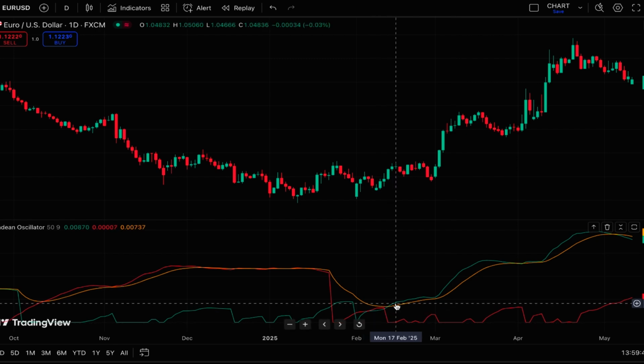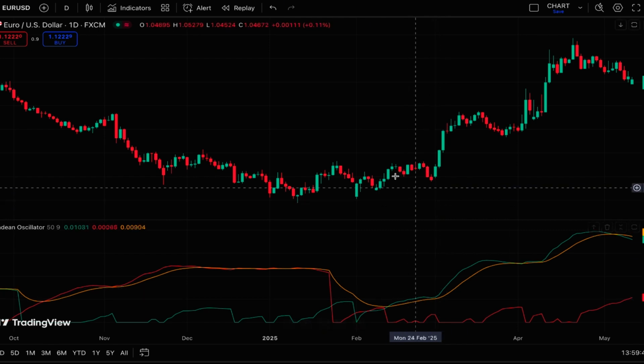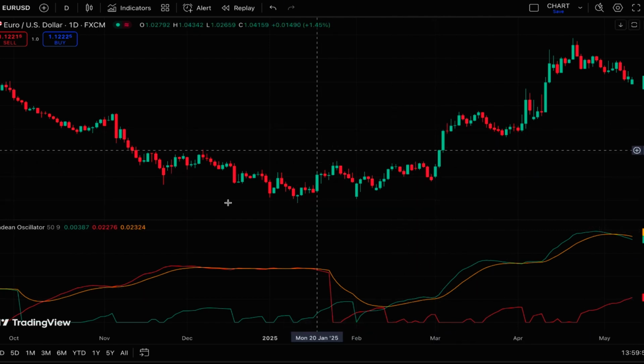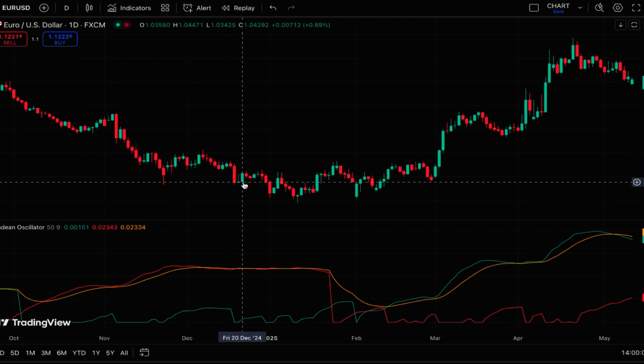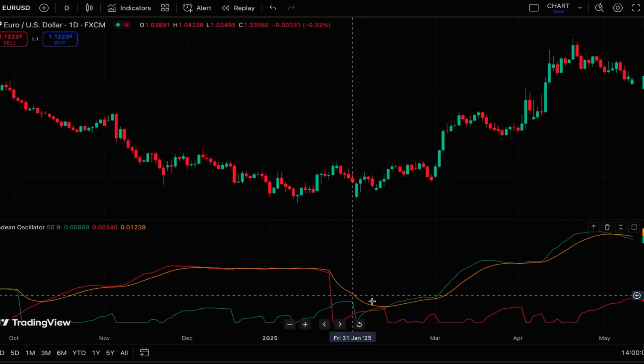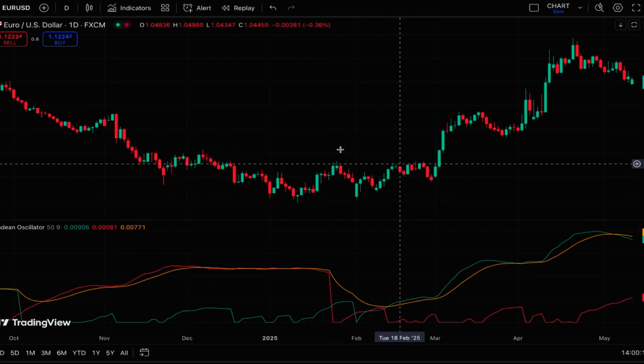When the green line is above the other two, it means that the market is in an uptrend, and when the red line is above the other two, it means that the market is in a downtrend, and in times that the orange line is above the other two, it tells us that the market is not trending.